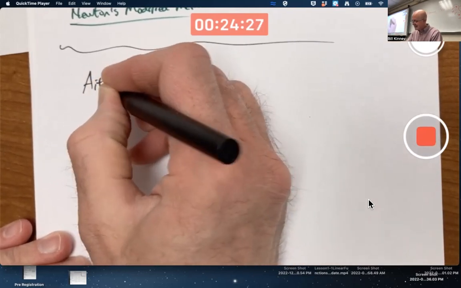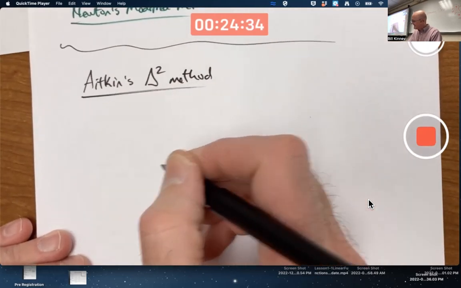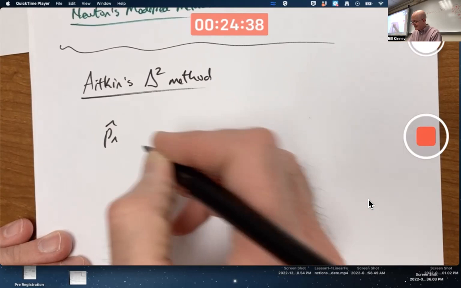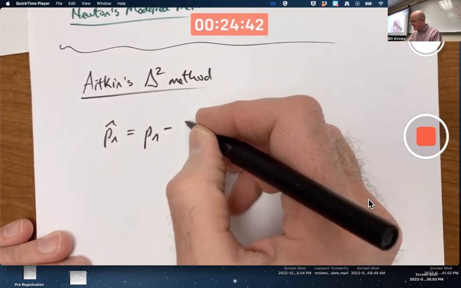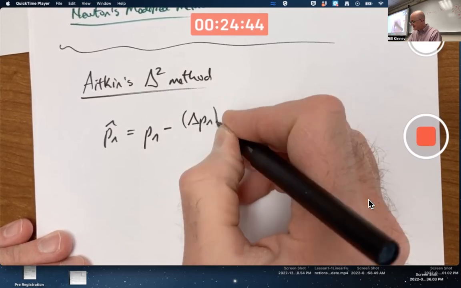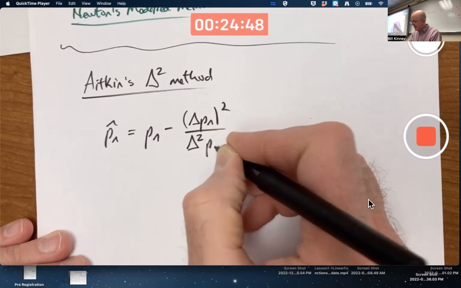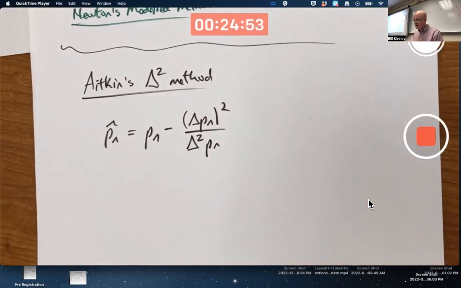Aitken's delta squared method is based on this formula here: P sub n hat equals P sub n minus (delta P sub n) squared over delta squared P sub n. And these are different things. What do they represent and what is the setting here?